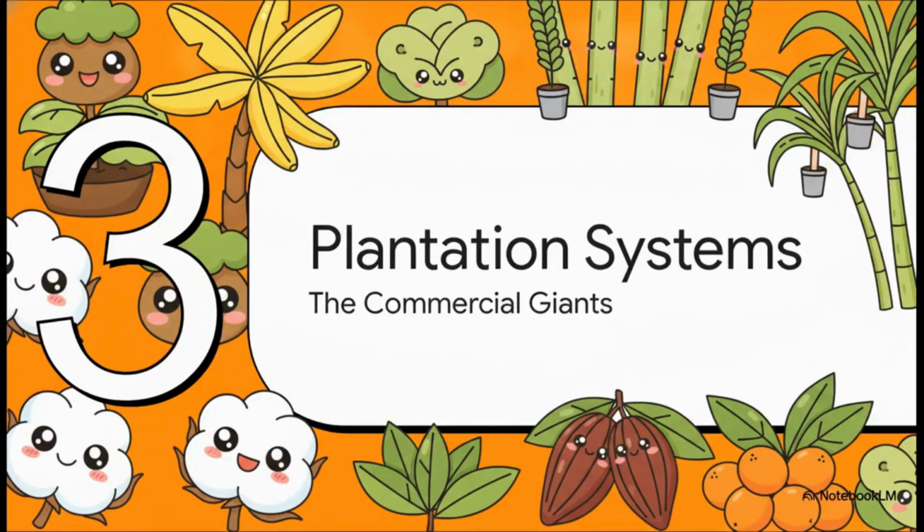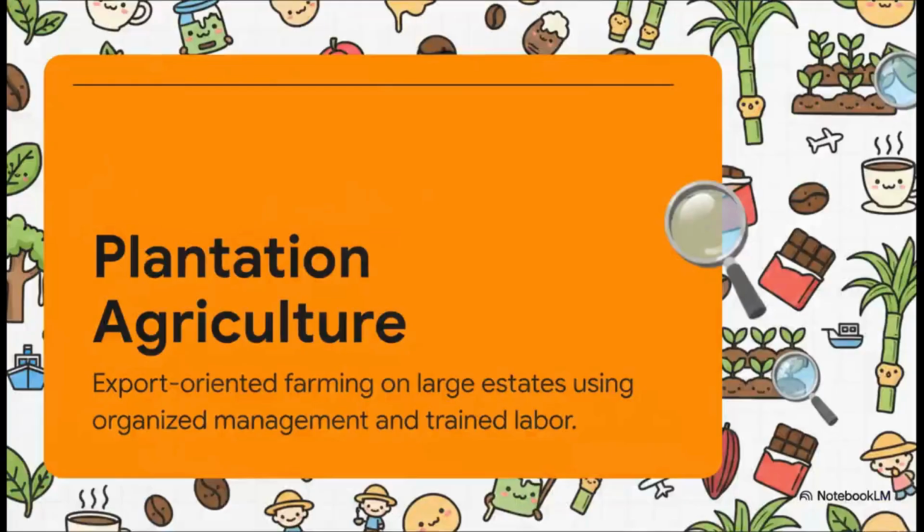Let's shift gears to Section 3, plantation agriculture systems. These are the commercial giants. So how do we define plantation agriculture? Basically, it is highly organized, export-oriented farming that happens on very large estates. It relies heavily on strict management and specifically trained labor. We're not talking about a small family farm here. This is a massive commercial enterprise. We are talking about vast estates entirely dedicated to crops like tea, rubber, sugarcane, coffee, and cocoa.